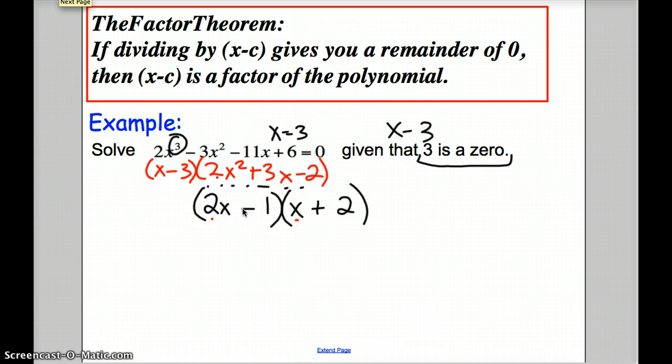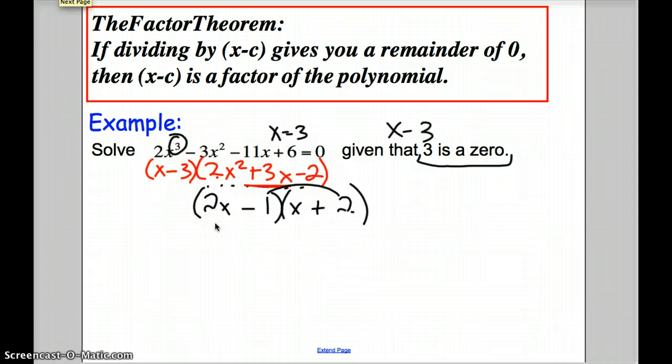And I check my work, of course. I'm going to get negative 1x here. My outer terms will give me 4x. They do add, in fact, to 3x. And then on my last term, I do get negative 2. So I am set. This is a proper factorization of the polynomial above it.